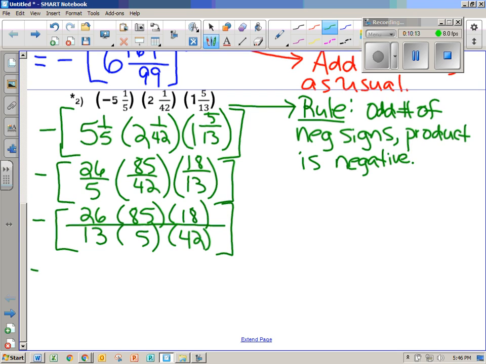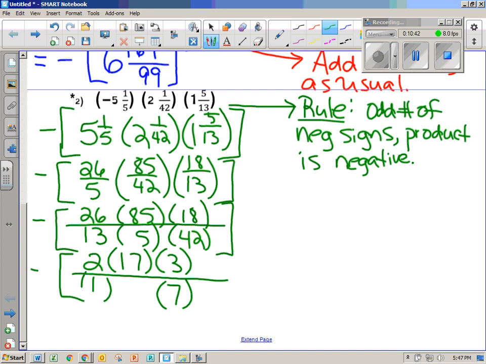26/13. Those are both divisible by 13. So you could just put a 2 on top. It means 26 divided by 13, or if you prefer, you can keep the 1 down there as well. 85 divided by 5 is 17. 18 and 42 are both divisible by 6. 6 goes into 18 3 times, and 6 goes into 42 7 times. Again, you can either put these ones down here or not, your preference.